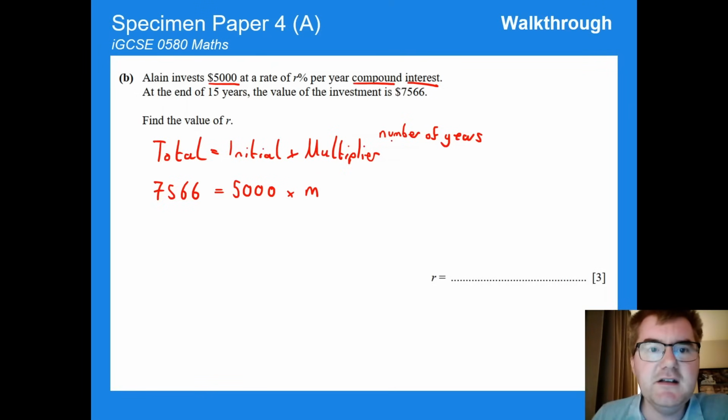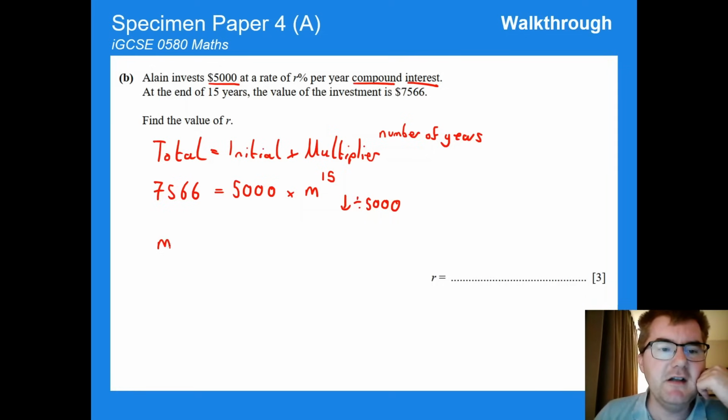The number of years we know is 15. Okay, so this is just an equation to solve here. So let's get the M on its own. So we divide by 5,000 on both sides. Now it's not rushing to my calculator straight away. I'm happy to just write it as a fraction.